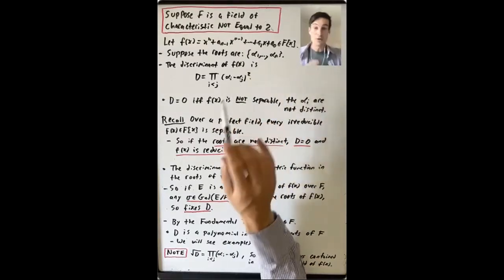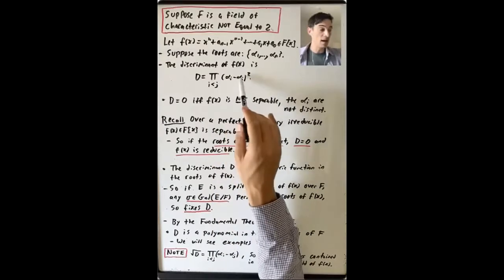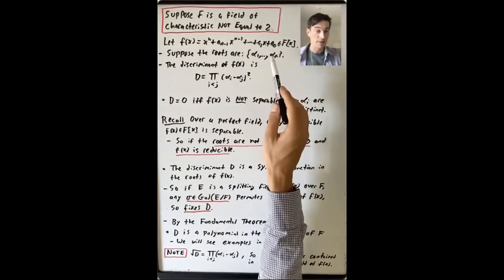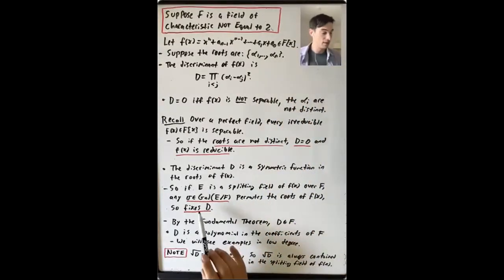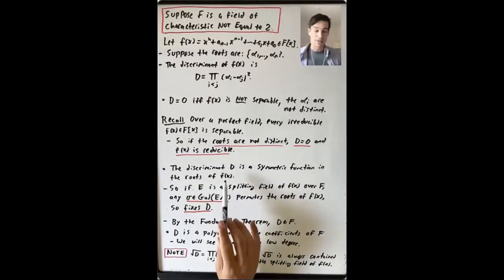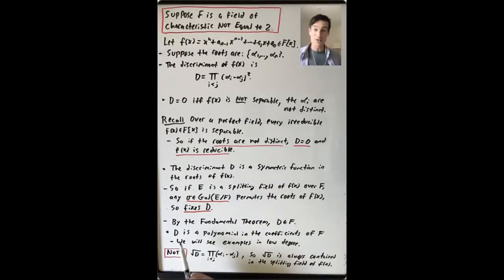So that's not obvious, because these individual roots might not be in F. They might really be in some extension of F. They might be in the splitting field, but not in F. But this combination of the roots lies in F. Okay, so in fact, D is a symmetric function in the roots of f(x). In fact, it's also true that D is a polynomial in the coefficients of f. So that is not obvious. And we're going to see some examples of this for low degree polynomials. But you can think about this more generally.